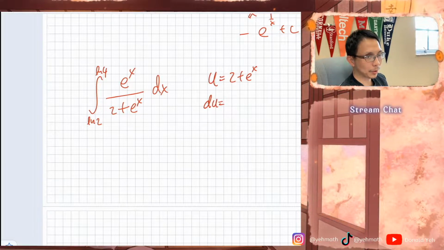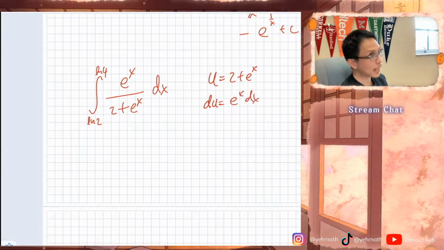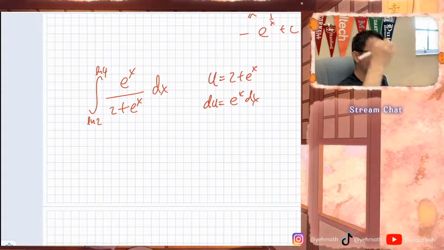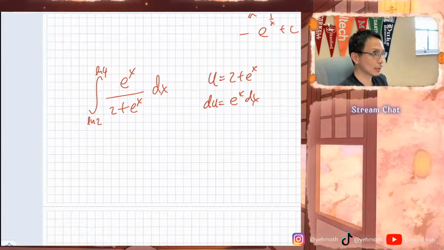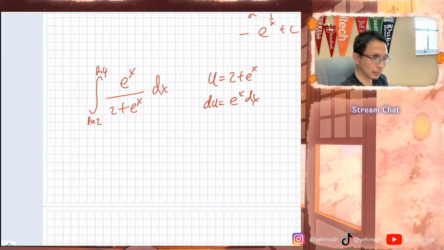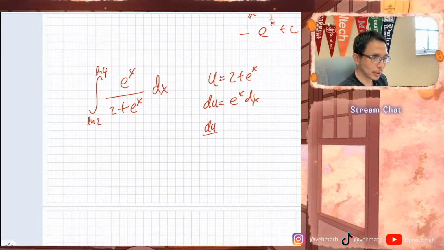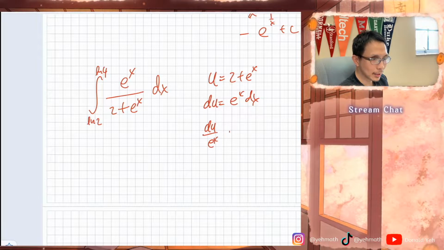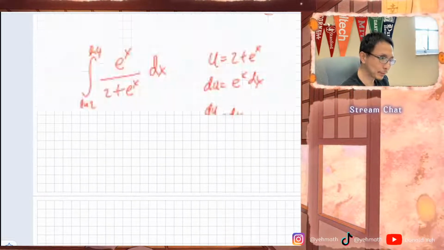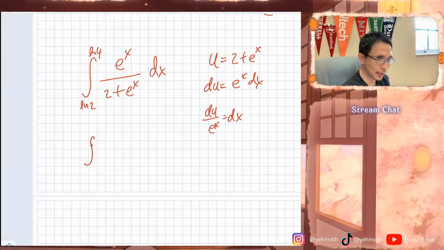And du is equal to what? e to the x dx. Jonathan, pay attention. You don't remember how to do this? You need to know how to do it. No, you don't. du over e to the x dx. Like I said, you don't know anything.